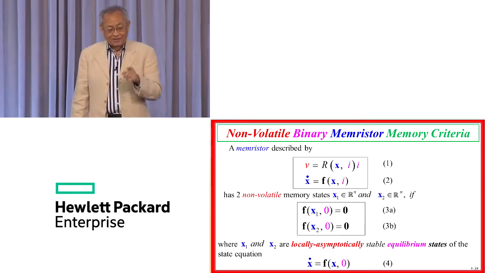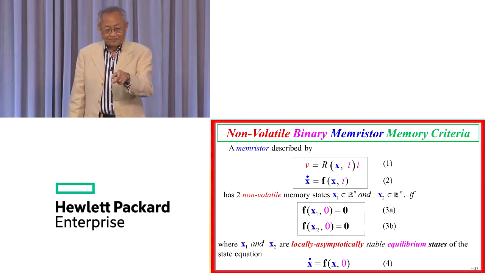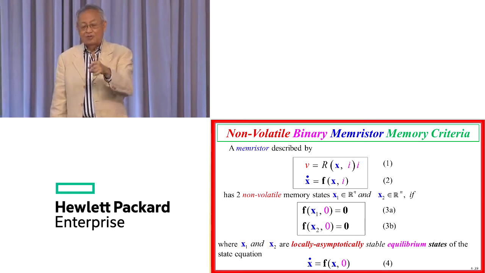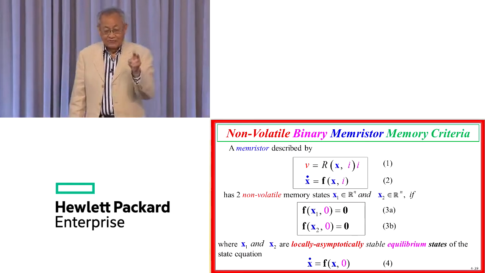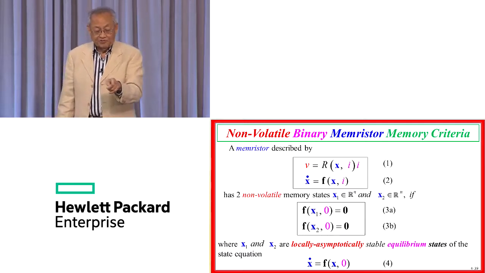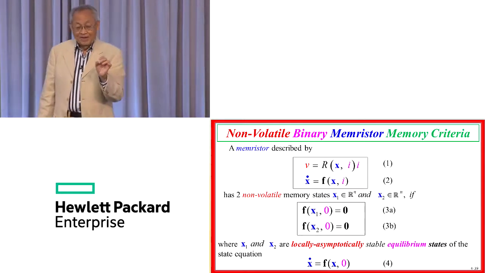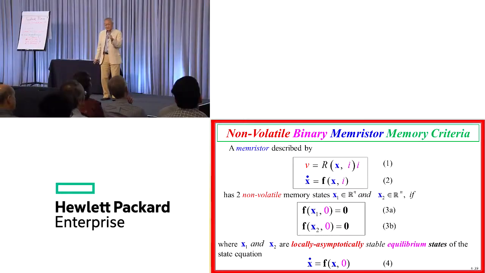Okay, but I have the words here. A memristor described by that extended memristor equation, or it could be generic or anything, has two non-volatile memory states if and only if we have 2 points, x1 and x2, which are locally asymptotically stable. This is a very technical term, but it actually is important here. There are two kinds of stable points. Some points are a little bit less stable than others. The asymptotic one means that if it is perturbed a little bit, it has to return to the original point. For the important class of discrete memory, it has to be asymptotically stable.